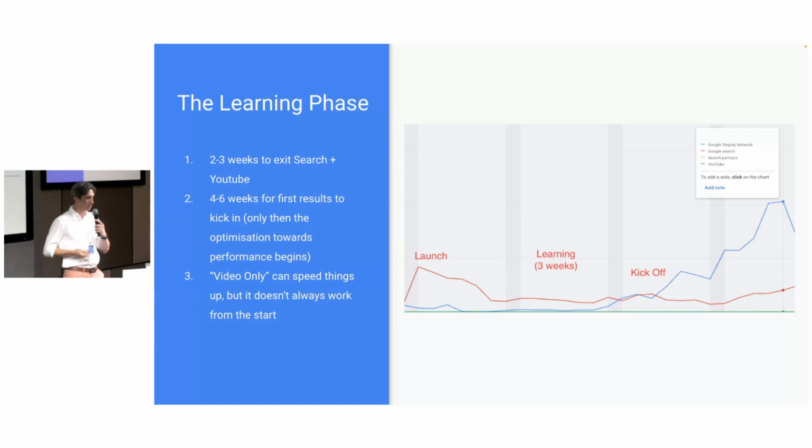The GDN source is something that you want because it's the most relevant video inventory you can get on iOS. So as you can see on the graph, it takes about 2 to 3 weeks for the GDN to kick in. And this is the period when you can actually start measuring your data. So again, in my experience, the reliable period for measurement is 4 to 6 weeks after the first launch. Setting the campaign as video only could speed things up, but it doesn't always work from the beginning. So you may convert it to video only after a certain period of time, but it's different every time.